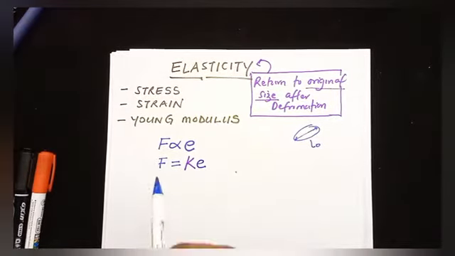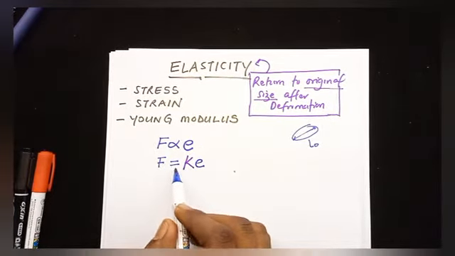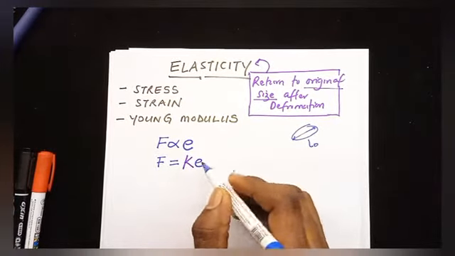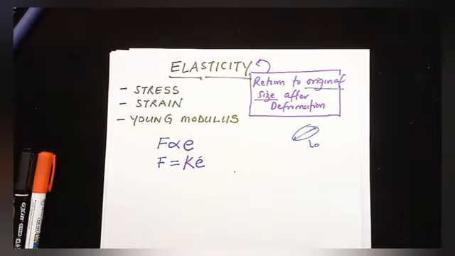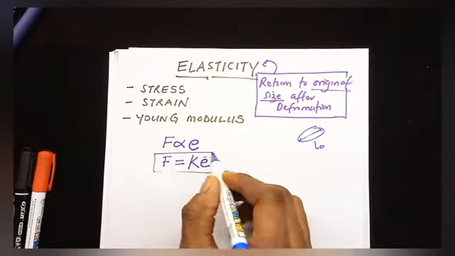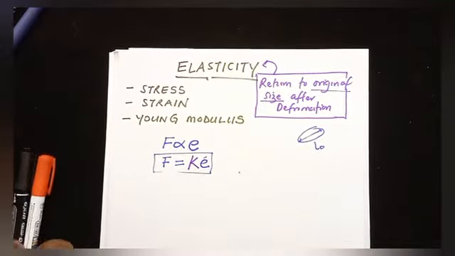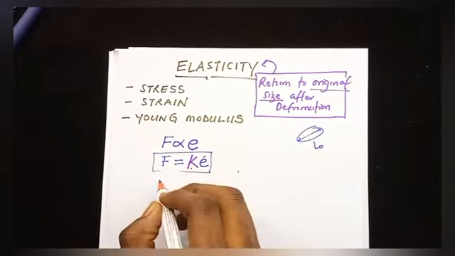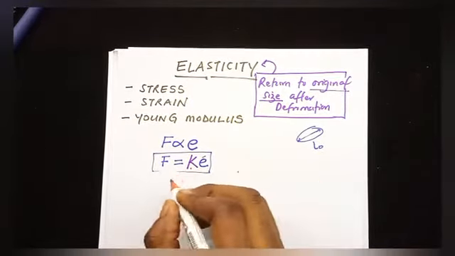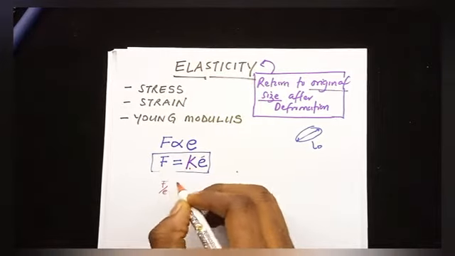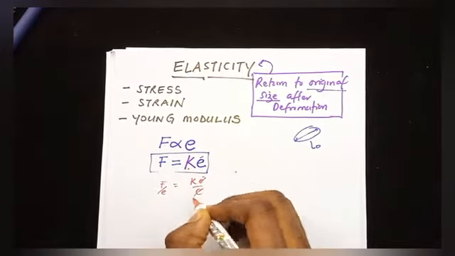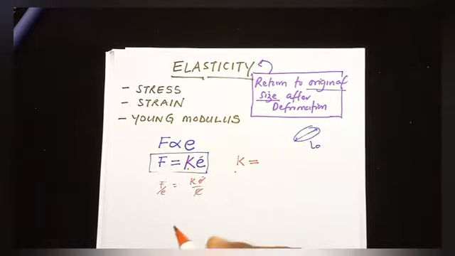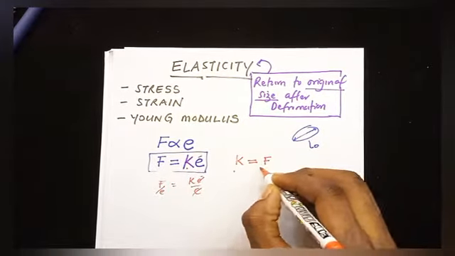So what do I have here? I have F, the force applied, is equal to K, the elasticity constant of the material, in this case my rubber band, multiplied by the extension produced, E. So this is where the physics comes in. I need you to have this formula stored in the front of your mind, not in the back. If I want to make K the subject of the formula, I can just divide both sides by E, and then I have F over E is equal to KE over E. E cancels here. So eventually K, the constant of proportionality, my elasticity constant, will be equal to F over E.